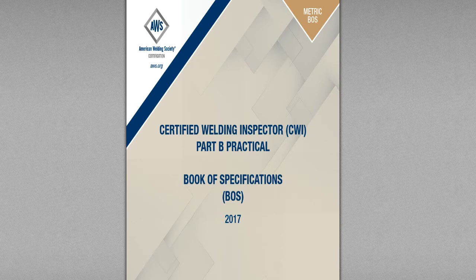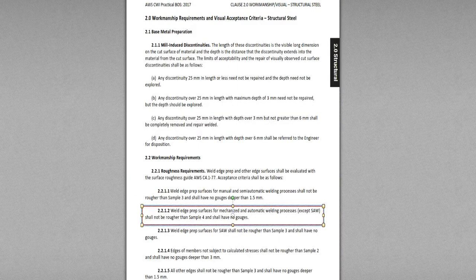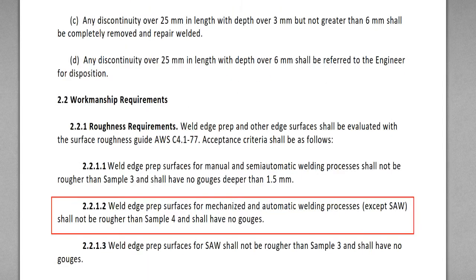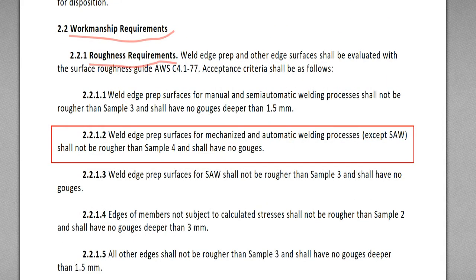Last time we went over chapter 2 till 2.2.1.1, the roughness and workmanship requirements. Today we start from 2.2.1.2, the reference requirements.